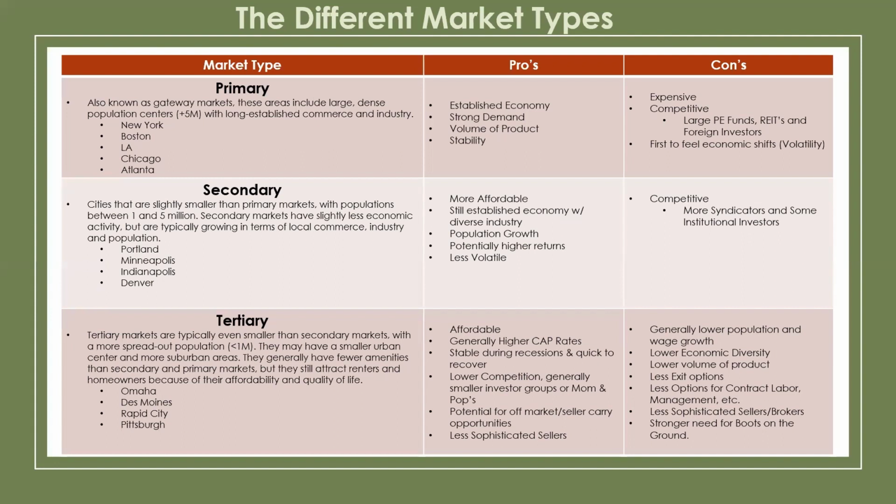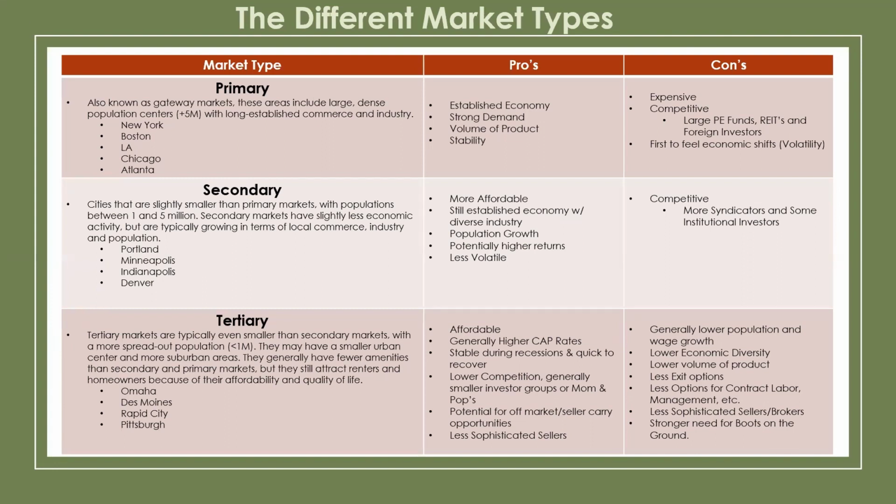And then another con that's somewhat counterintuitive to the stability piece is, generally speaking, these bigger areas can be the first ones to feel economic shifts. So they can be volatile, stable over the long term, but they can have some larger peaks and valleys and typically feel it first. So you don't see it coming necessarily when there are those economic shifts.